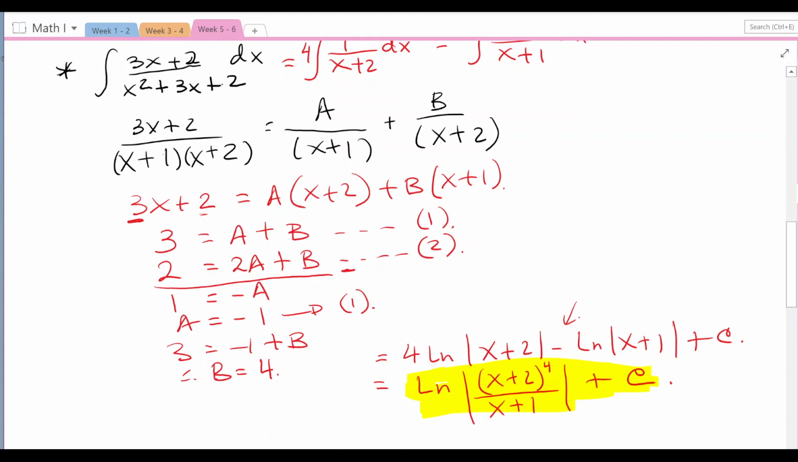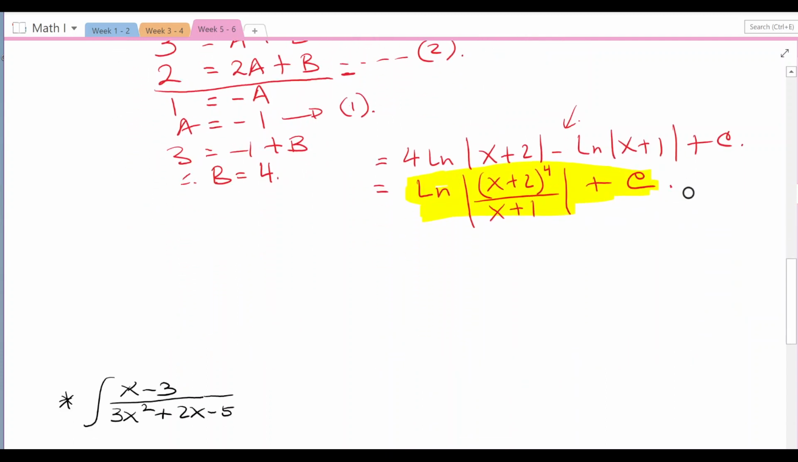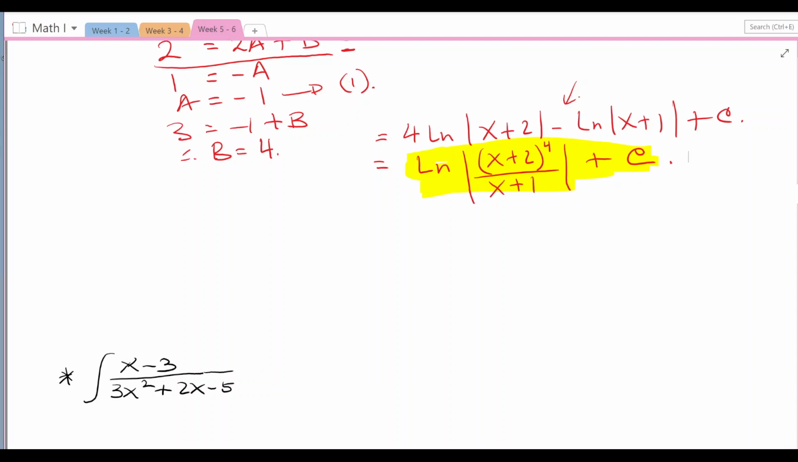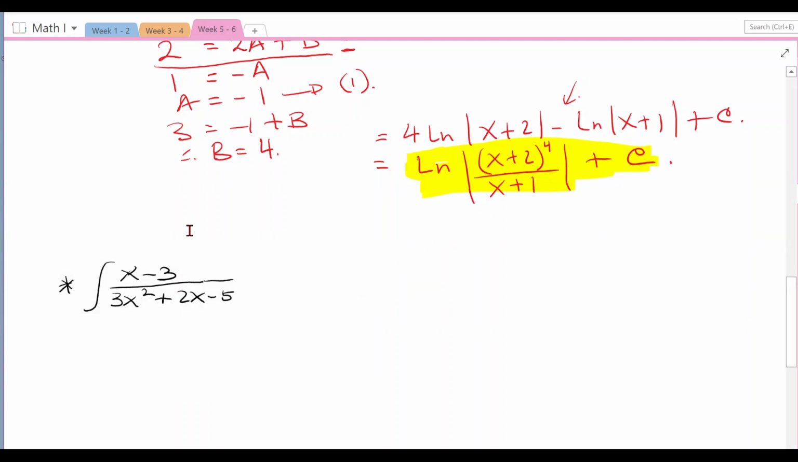Let's try another example. Let's say this one. So we have the integral of x minus 3 over 3x squared plus 2x minus 5. Again, the first thing is we should decompose the denominator to make things much simpler. Let me do it in red. Don't forget to put the dx here. So we decompose the denominator. In the bottom, just put down the answer.